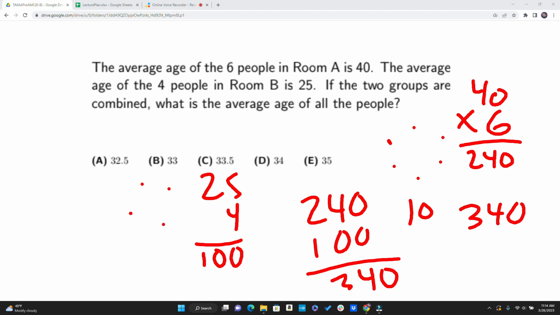So how do we find the average? We have their sum, the sum of their ages, which is 340, divided by the number of people, which is 10. So 340 divided by 10, that's 34. Answer choice D.